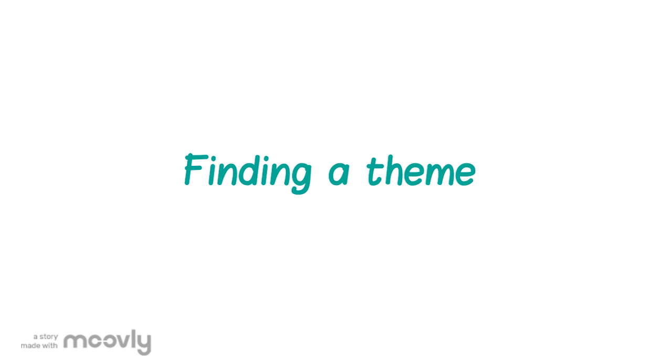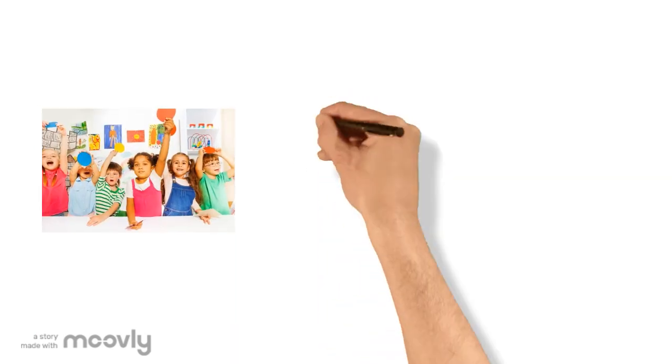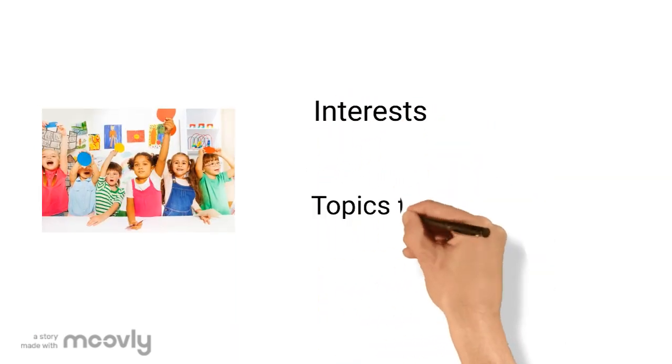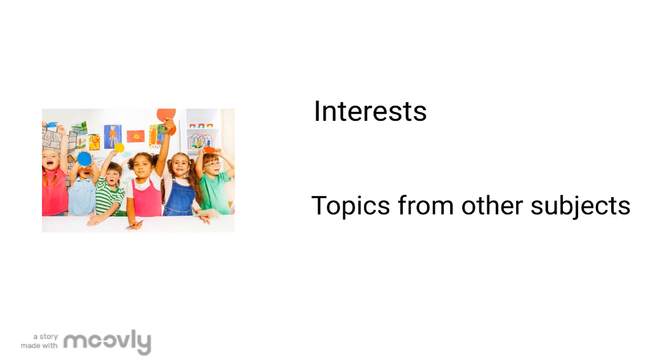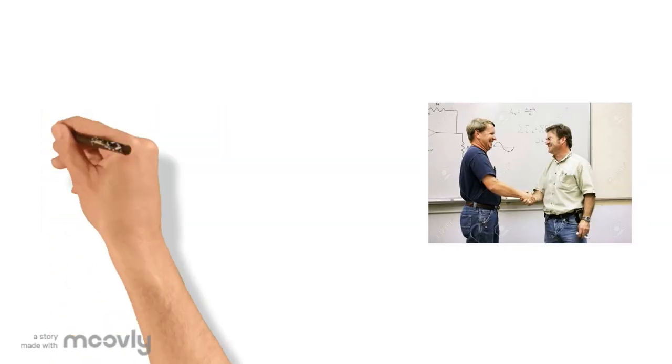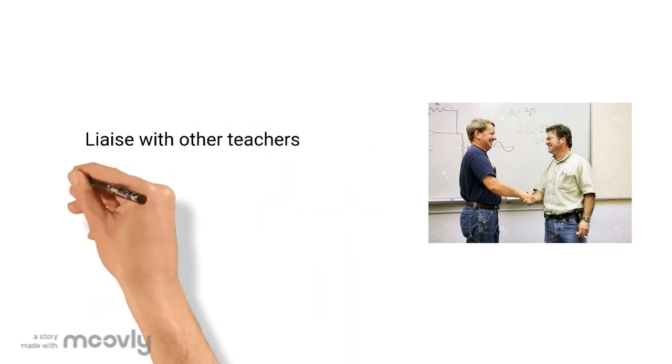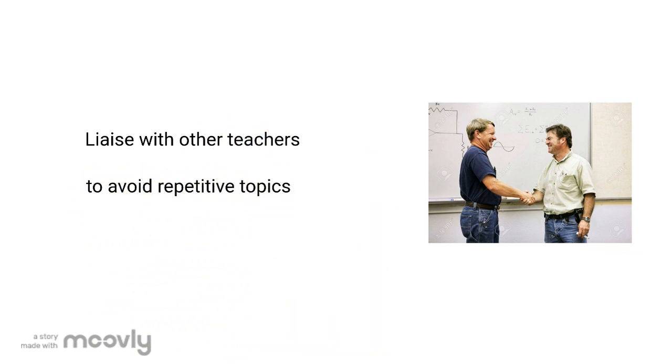Finding a theme. First of all, you can find a theme by asking students their current interests, such as festivals, animals, vegetables, fruits, etc., or from topics being studied in other subjects such as math or science. The themes list has to have topics based on their interests. Also, you must liaise with other teachers so as not to repeat the same topic, so that children won't get bored.